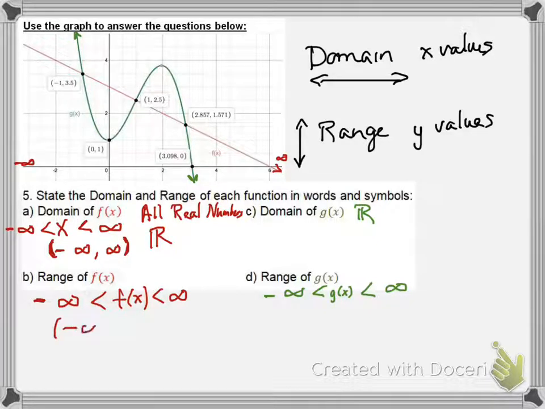I could write it this way. Looks exactly like the domain when I don't have to put in my y or my x or my f of x. That's why we would always make sure we specify whether we were talking about the domain or the range. Let's give it that fancy R.